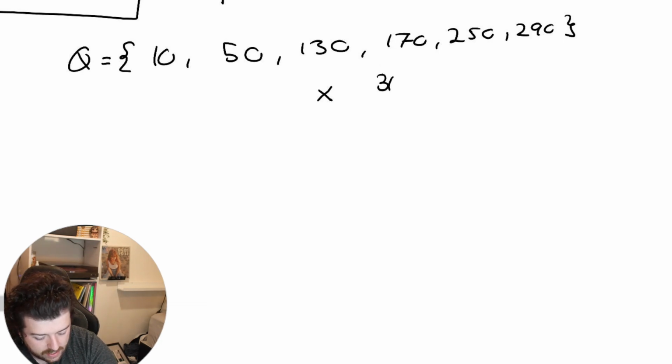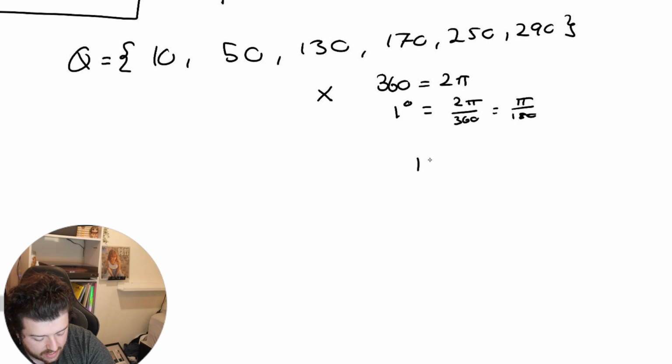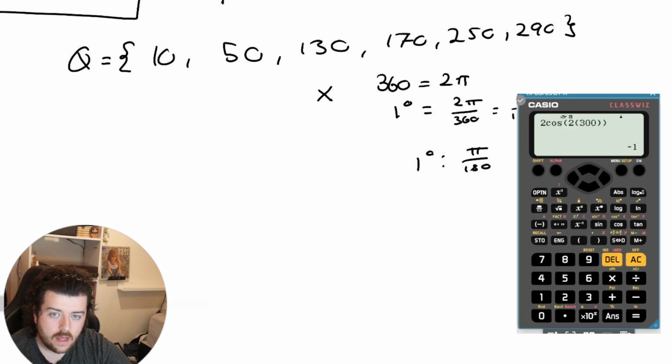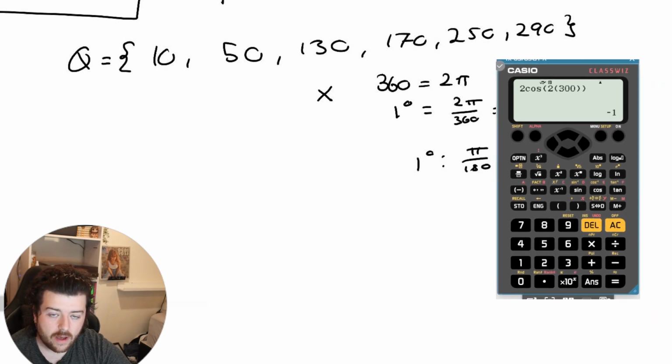So remember, 360 is equal to 2 pi. I want to get 1 degree on its own here. So it's going to be 1 degree is equal to 2 pi over 360, which is equal to pi over 180. So that's kind of my ratio I'm working with here. So I need to multiply everything here by pi over 180. So you just whip out your calculator. Here's my calculator here. I'm going to multiply every angle by pi over 180. So that's how we can convert degrees to radians.